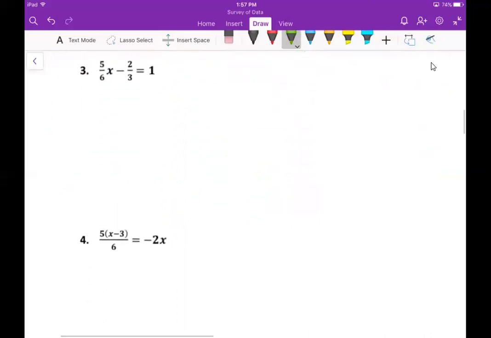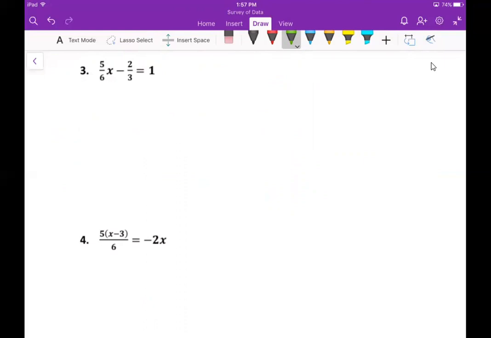All right, the next one is 5/6x minus 2/3 equals 1. So another one with some fractions that we're seeing, and we can look at another way to handle this. Okay, so you can pause this and give it a shot, especially if you've already read through the section, which hopefully you have, and see if you can get this.